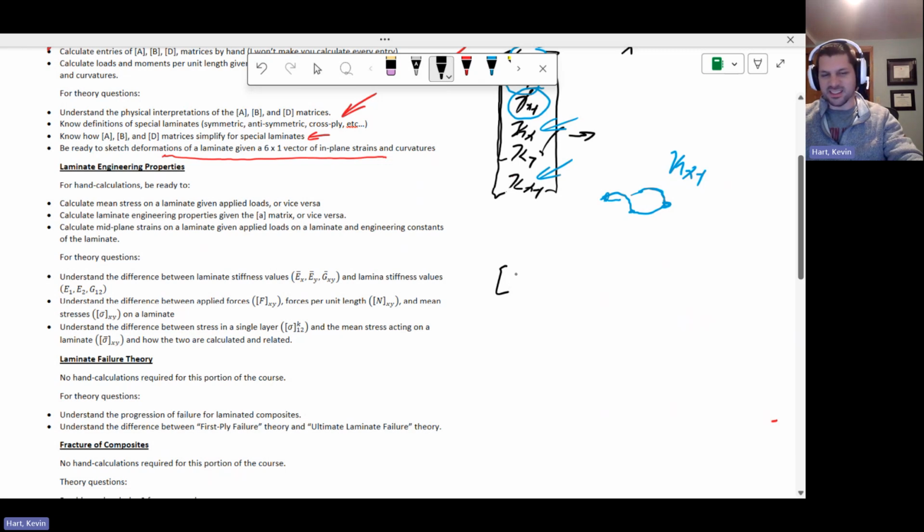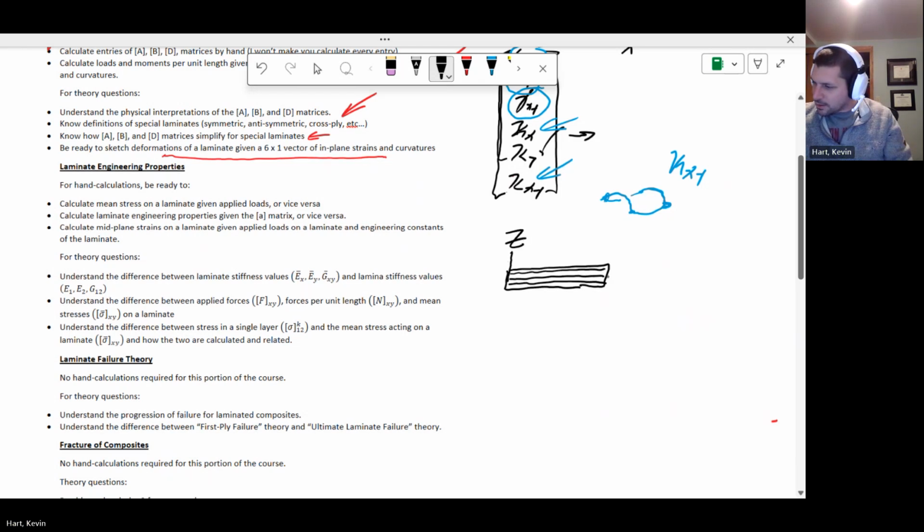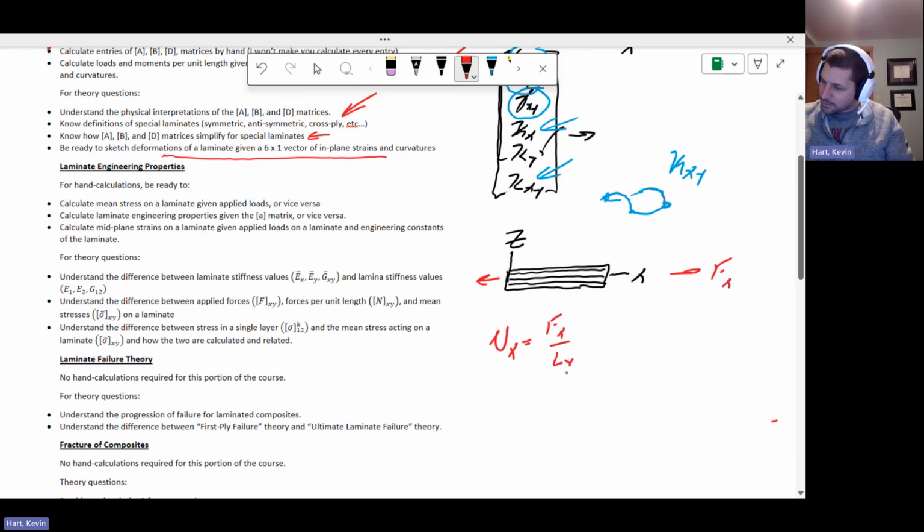Remember, let's just take a look at sigma x. So here you've got some laminate, let's say 4 layers, who knows? And let's say that this is the z direction, and this is your x direction. And now you've got some force that's applied to this, right? Let's call it Fx. You've got force being applied in the x direction here. Well, then we know that Nx, which is the force per length, is Fx over Ly, where Ly is the dimension into the page.